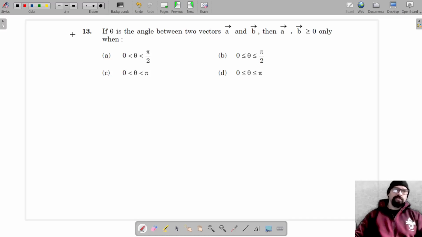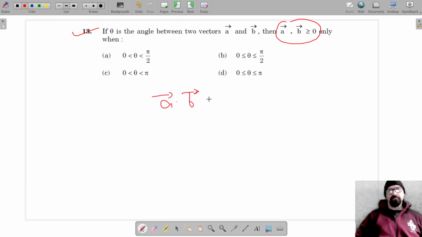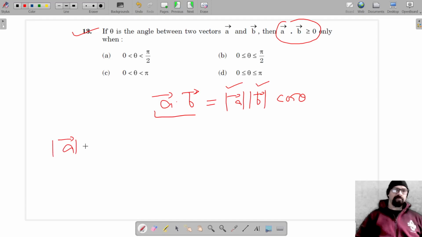Okay, for question number 13, it's given that if theta is the angle between two vectors A and B, then the dot product is greater than or equal to 0 only when, and we have to choose out of these four options any one. We know that the dot product of any two vectors is given by the magnitude of A into the magnitude of B into cos theta. Now, the magnitude of A will always be positive, because we know that the magnitude of any vector is given by the square root of the sum of the squares of the scalar components.